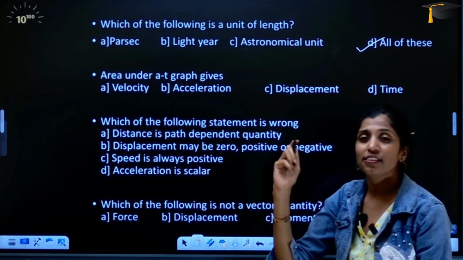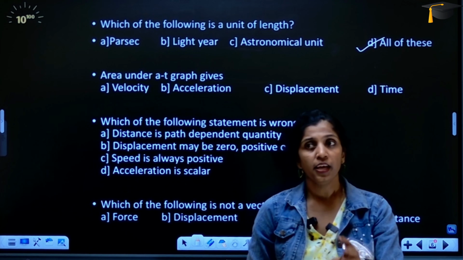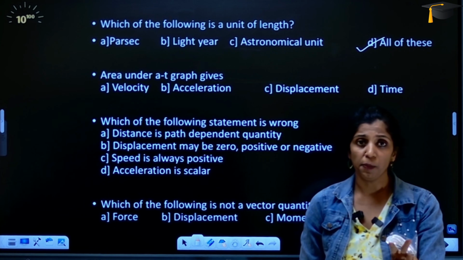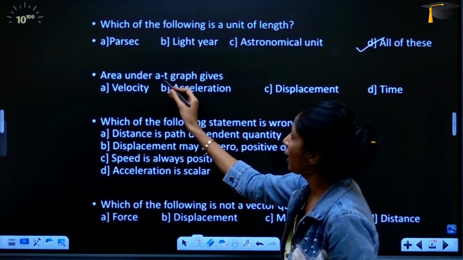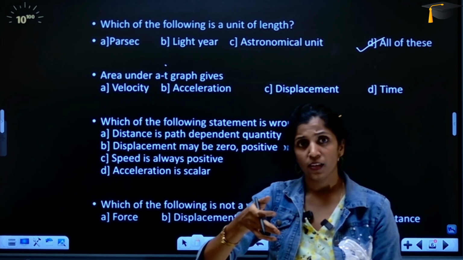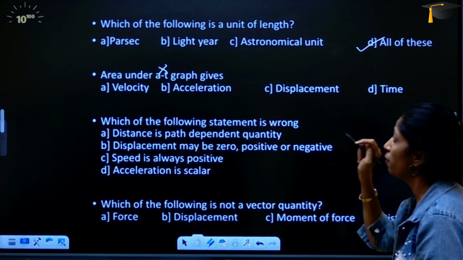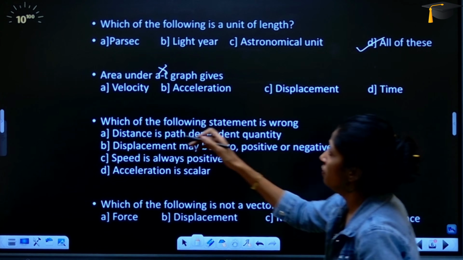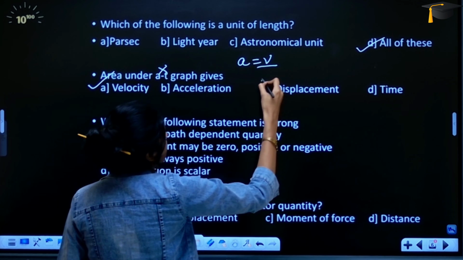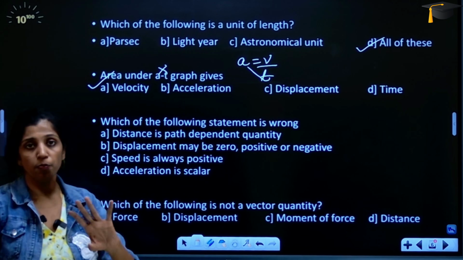Next, okay, so now I think you can give this a try. Area under the acceleration time graph. As I mentioned, if it is slope, then you will divide, and if it is area, you will multiply the two quantities. So here the acceleration and time are mentioned, and we have to multiply, right? So acceleration multiplied by time gives what, students? Of course, it is velocity, because we know that acceleration is velocity divided by time. So acceleration into time gives velocity. So velocity will be the perfect option.